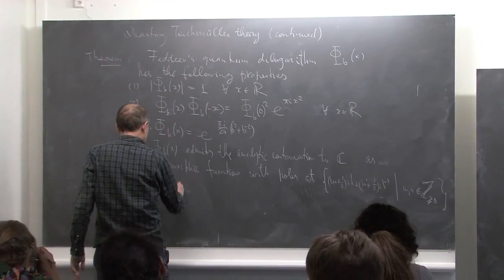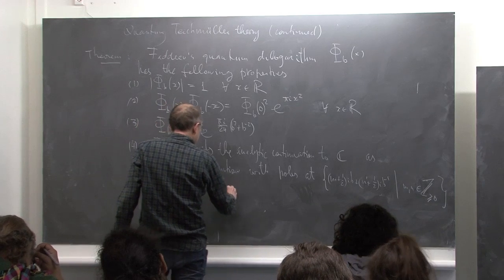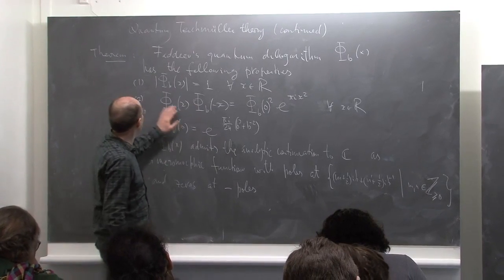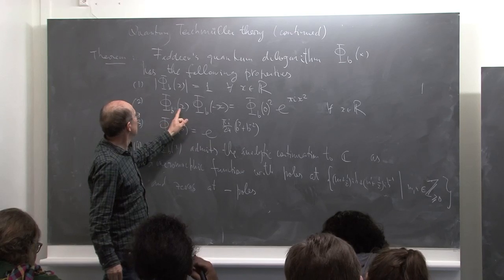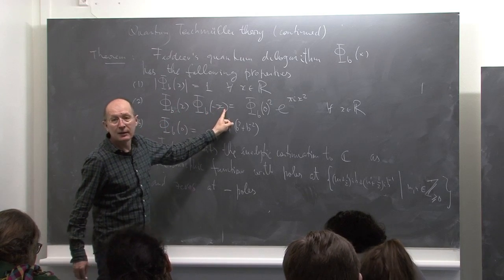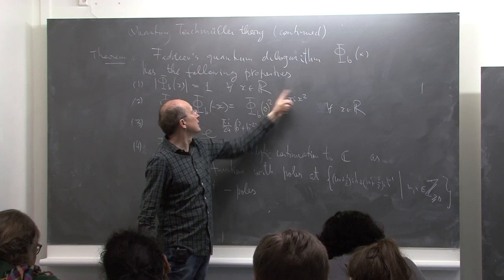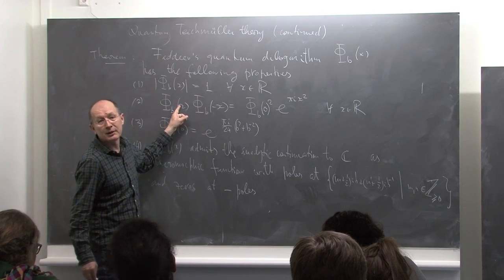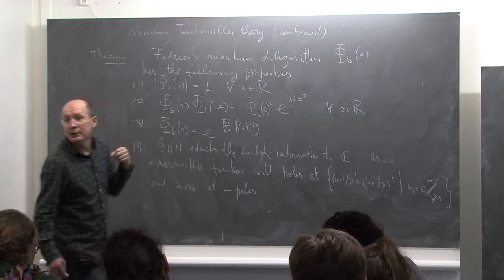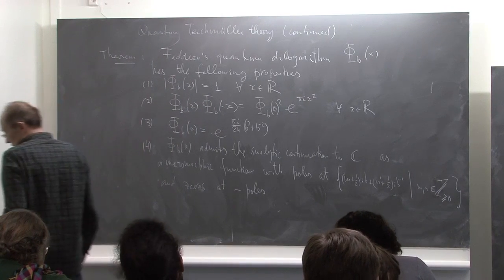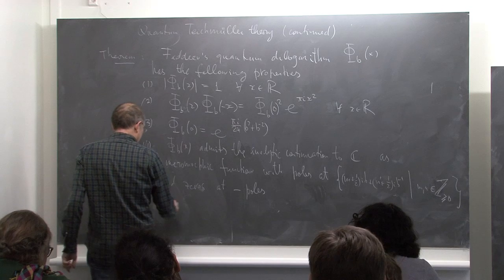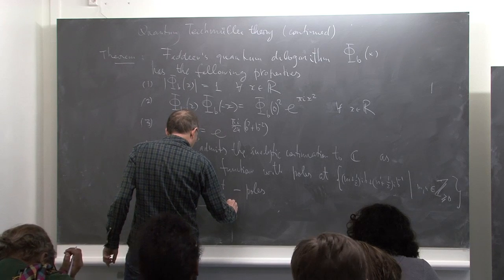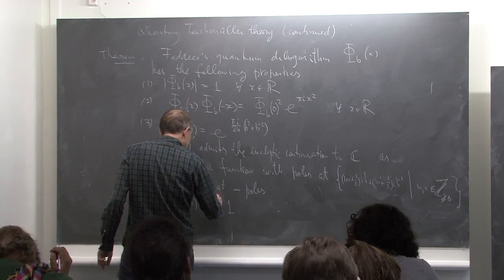And zeros at minus poles. It's symmetric, and this is clear from property two. So you see when you multiply phi of x by phi of minus x, then it is a function which nowhere vanishes. So if you hit a pole here, then it means that you hit a zero to cancel each other. And finally, asymptotically phi b of x goes to 1 when x goes to minus infinity.